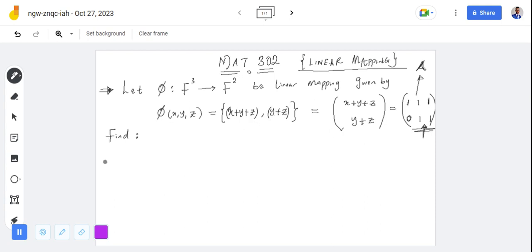We want to find two things. In fact, we want to find three things. Okay, 1, 2, and 3. So let's start with the first part. The first question says, find the matrix A.